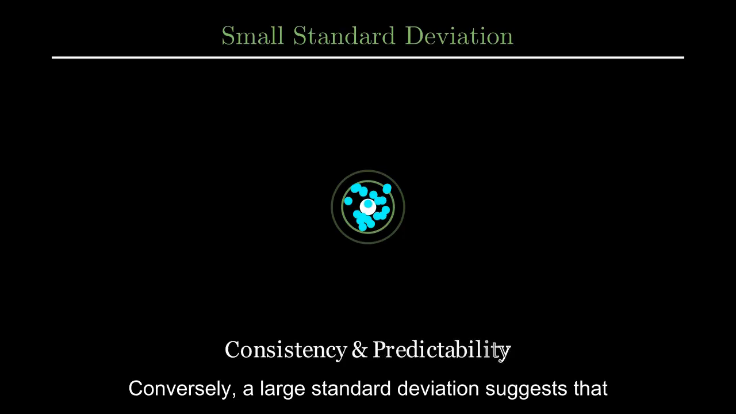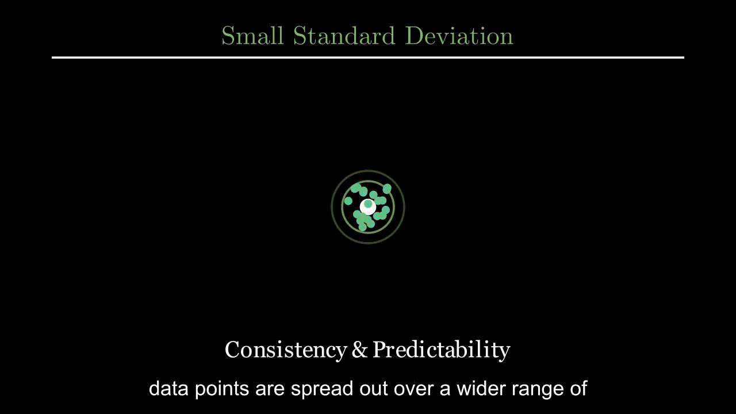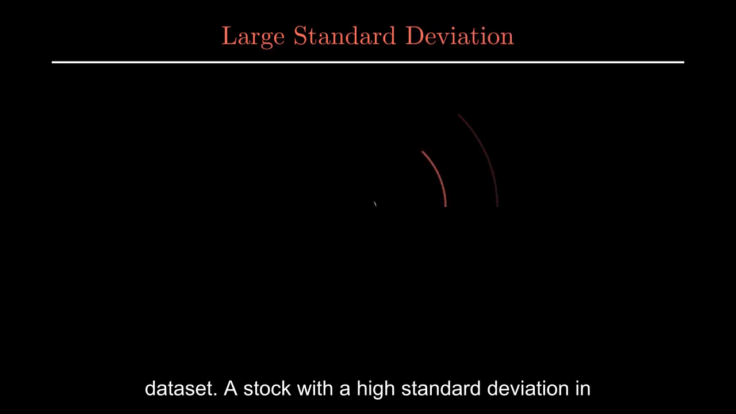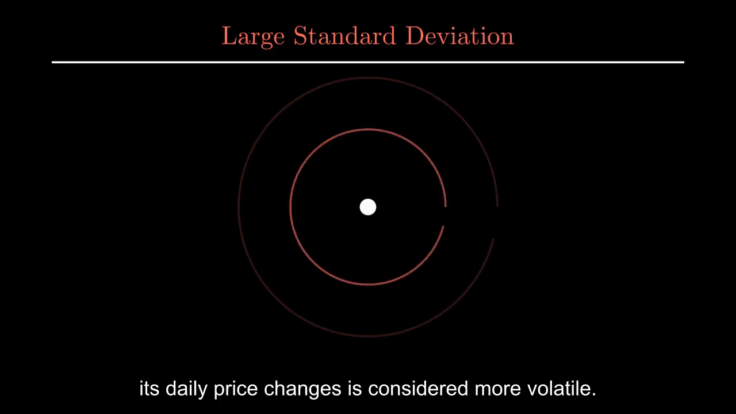Conversely, a large standard deviation suggests that data points are spread out over a wider range of values, indicating greater variability. This implies less consistency and more dispersion within the dataset. A stock with a high standard deviation in its daily price changes is considered more volatile.